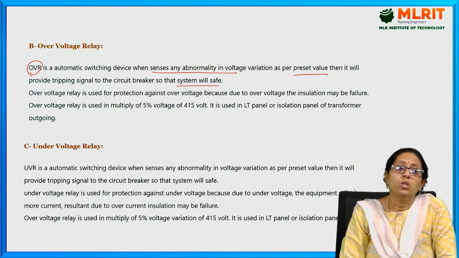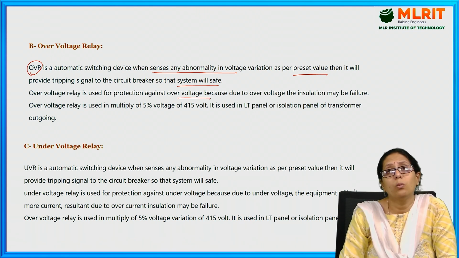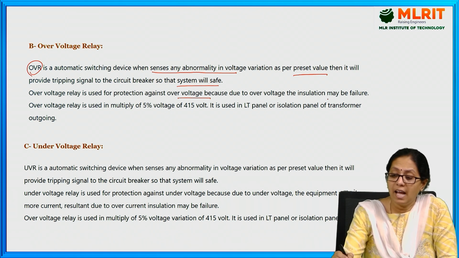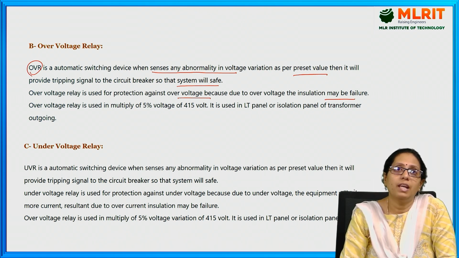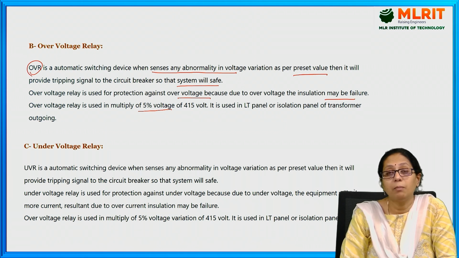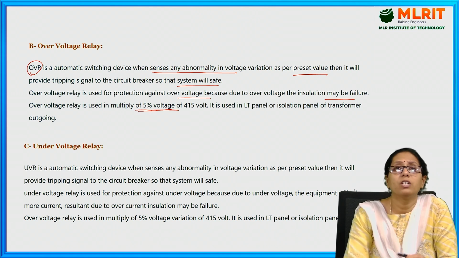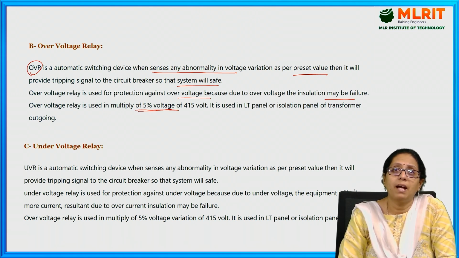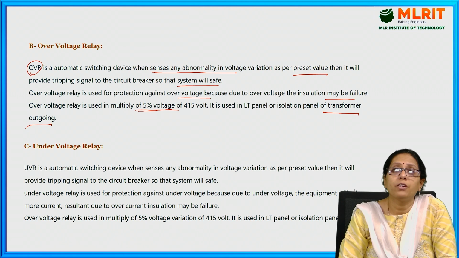Now, the over voltage relay is for protection against over voltage, because due to over voltage the insulation may be damaged and fire accidents may occur. The over voltage relay is used in multiples of 5% of the 415 volts. That means here we are giving 3-phase 415 volts by using a transformer. So, multiples of 5% voltage is measured or detected. It is used in the LT panel or the isolation panel of a transformer outgoing. That means the output of a transformer, in that place we will be measuring the voltage.